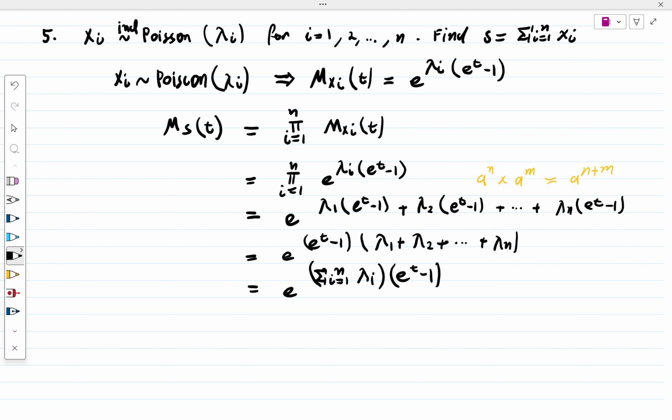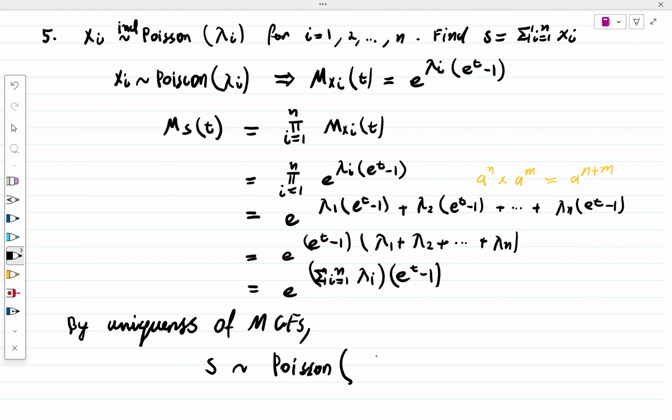And so therefore, by uniqueness of MGFs, the sum has a Poisson distribution, where the parameter is the sum of all the rate parameters of the individual Poisson random variables. And that's a very interesting fact. The sum of Poissons is a Poisson.